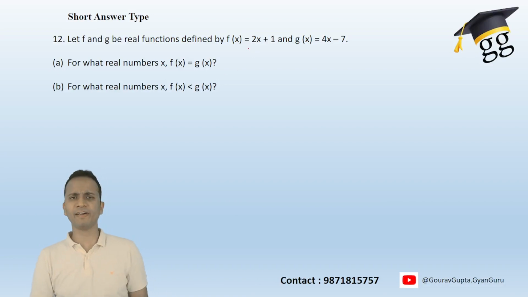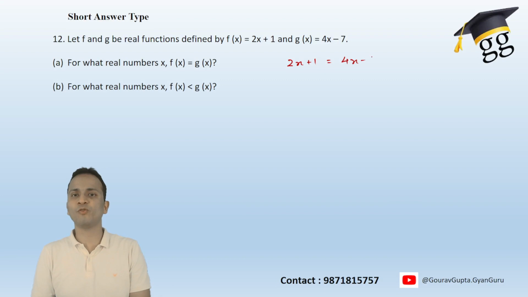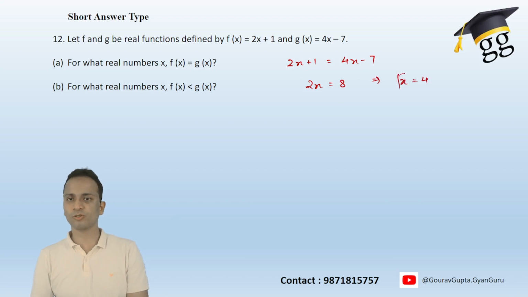Again, two functions are defined. fx is 2x plus 1, gx is 4x minus 7. Part A, for what real numbers x, fx and gx are equal? So just equate them and get the value of x. Simple as that. So fx, which is 2x plus 1, will be equal to gx, that is 4x minus 7. Simplify it. So 2x is equal to 8 and that implies x is equal to 4. So that is the answer for the first part.